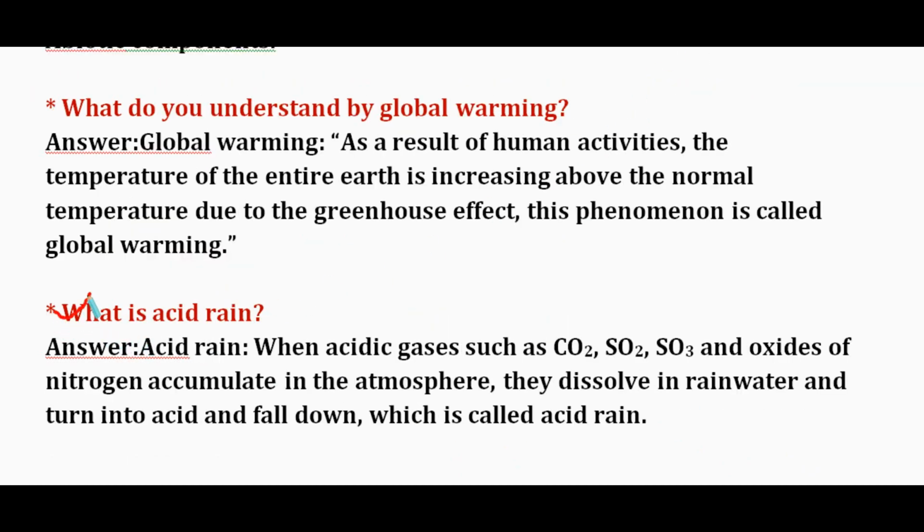And the next question is, what is acid rain? Let us see the acid rain. When acidic gases such as CO2, SO2, SO3, and oxides of nitrogen accumulate in the atmosphere, they dissolve in rainwater and turn into acid and fall down, which is called acid rain.